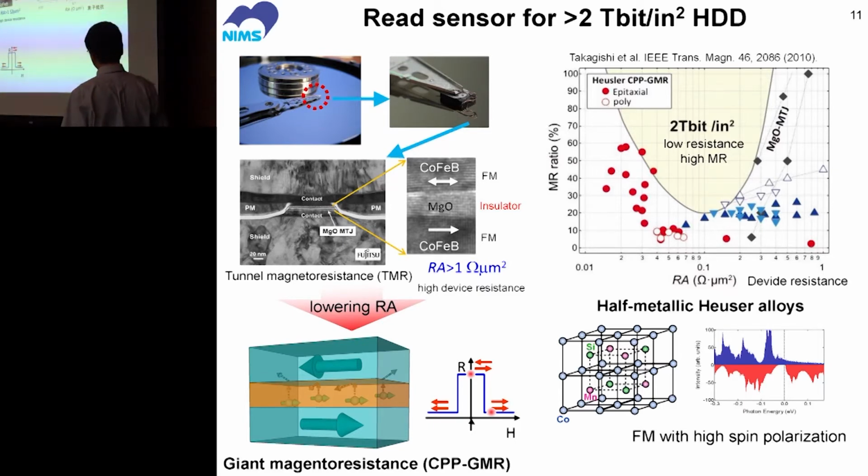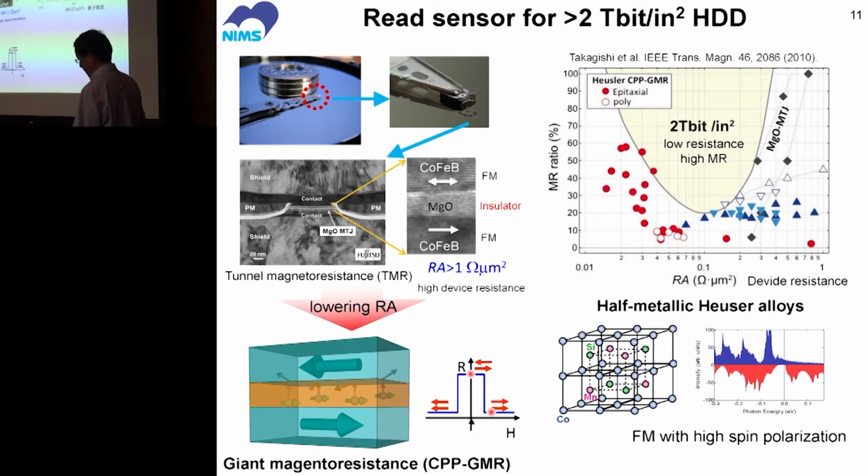But for the 2 Tbit per square inch recording, there is a requirement. We need lower device resistance and high MR ratio. And this is the MR ratio and RA value for all types of magnetoresistive devices. So when we use MgO as a barrier, if we try to reduce the thickness to reduce the resistance, then the MR ratio decreases. So no MR devices can satisfy this condition for 2 Tbit per square inch recording.